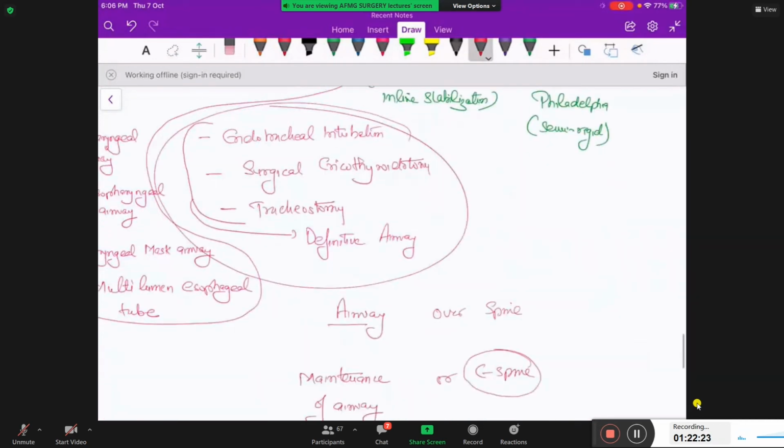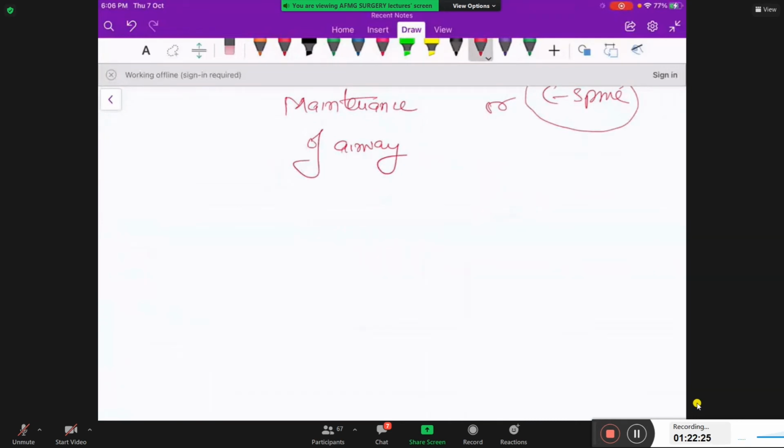Now in airway support, the definitive airway, you have to put once the GCS of the patient is less than or equal to 8 as a rule. What is this GCS, we'll be discussing that. Any patient in a given question, if you are told a GCS of 8 or less than 8, you cannot go to B without putting an endotracheal tube.